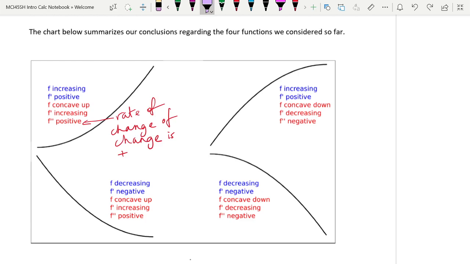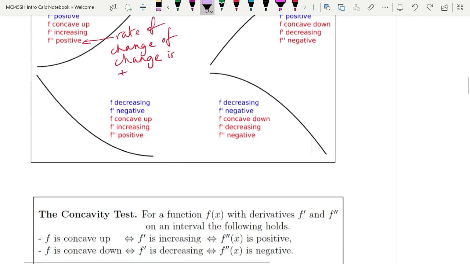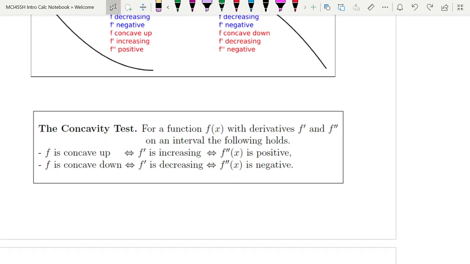Okay? And of course, these ones on the bottom would be the same, but in the opposite direction, right? Remember, acceleration and velocity are vectors. They have a magnitude and a direction, which means they can be positive in one direction, negative in the other direction. But it's the same exact idea. It's concave up, and f double prime is positive. Here it's concave down, and f double prime is going to be negative. So that leads us to a test for concavity.